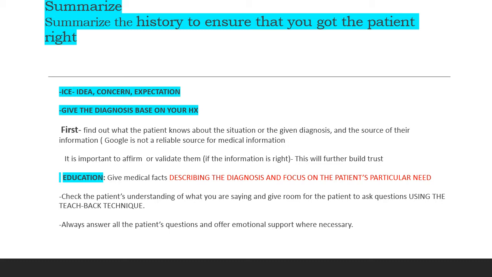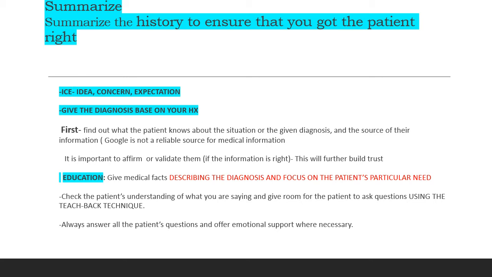So to do this, you need to know if the patient has heard about this diagnosis before. If they have, you want to know what they know about it and their source of information. If their source of information is Google, you need to mention that it's not a reliable source of medical information. And if the information they have is right, you need to affirm and validate them. This way, you'll be able to build more trust with your patient.